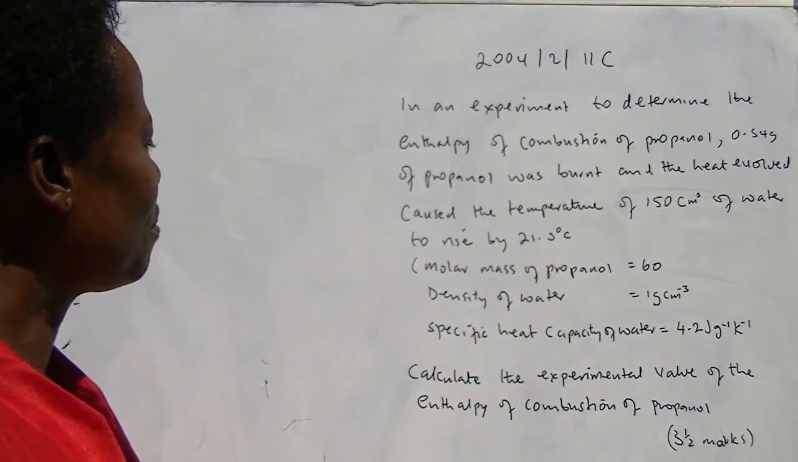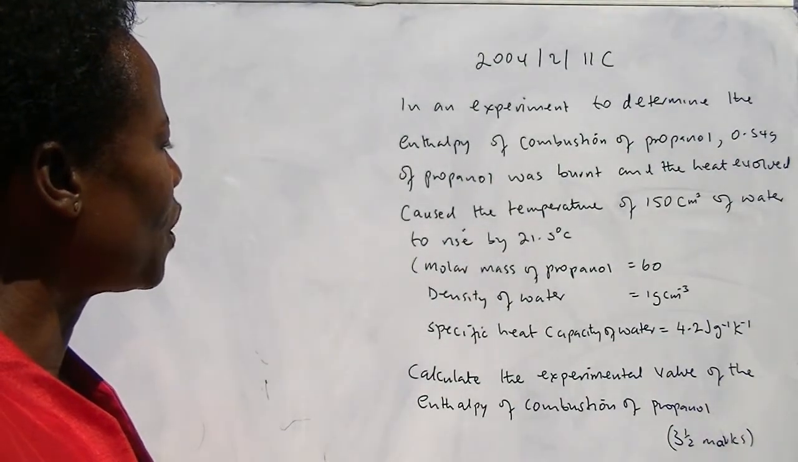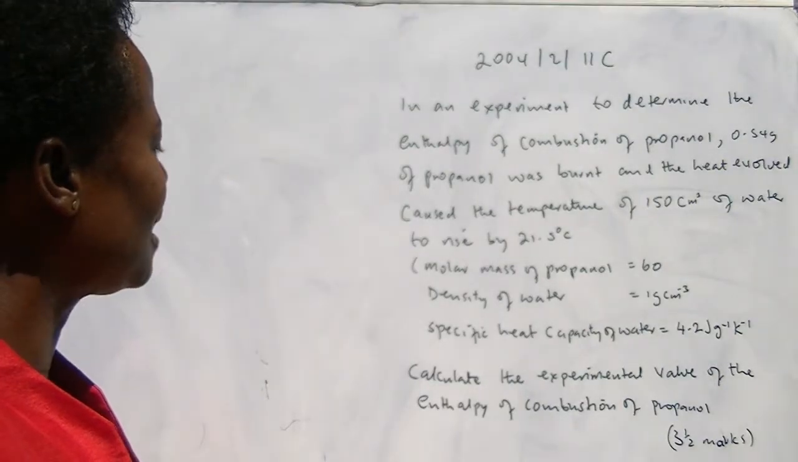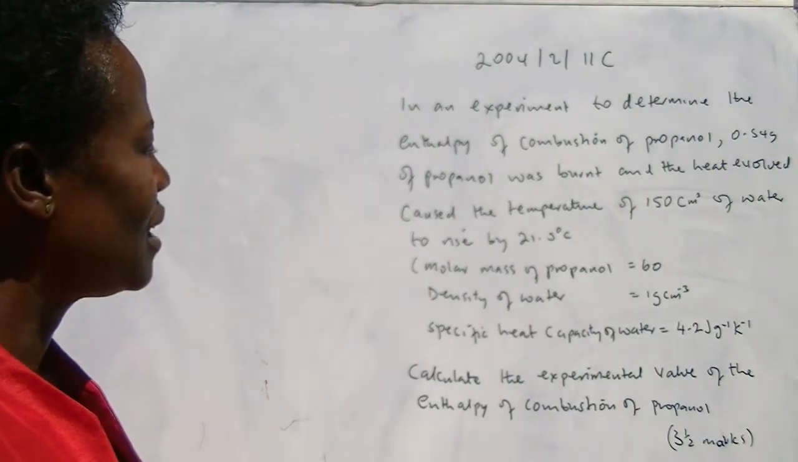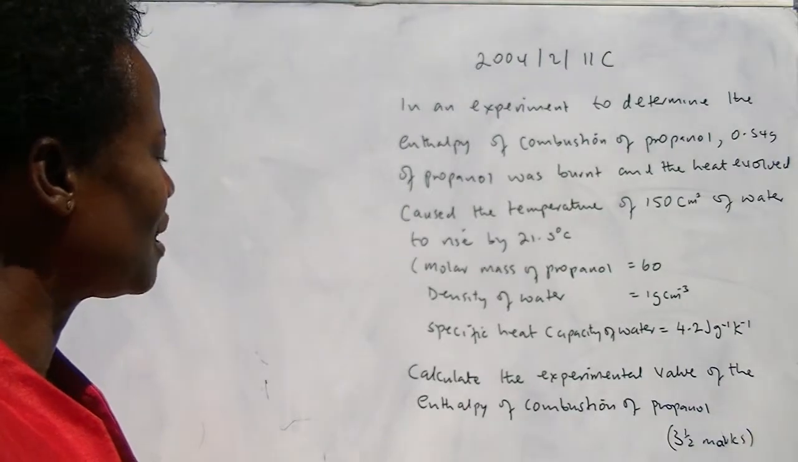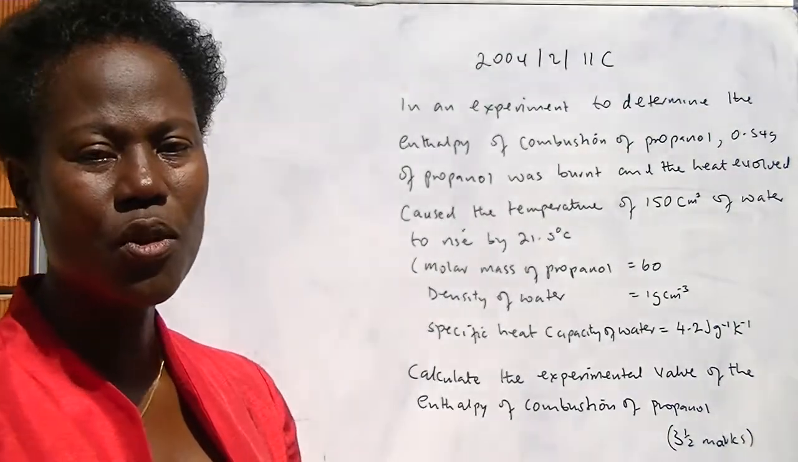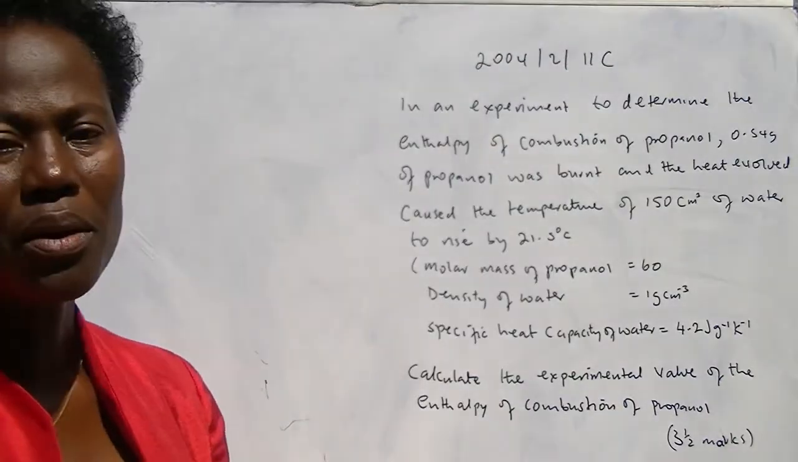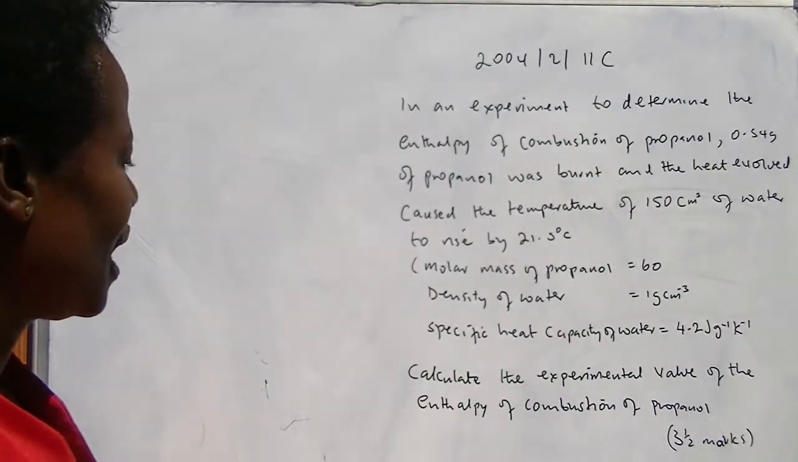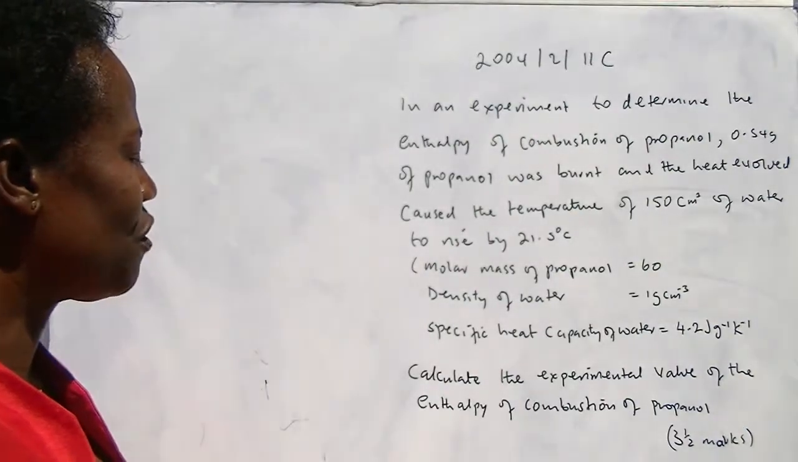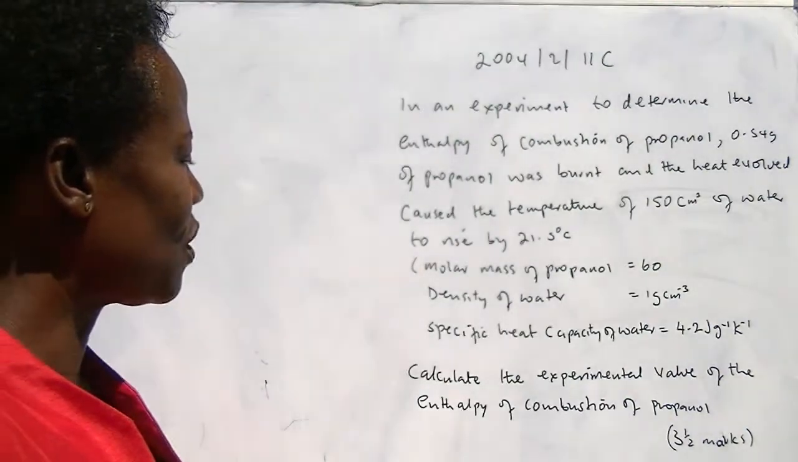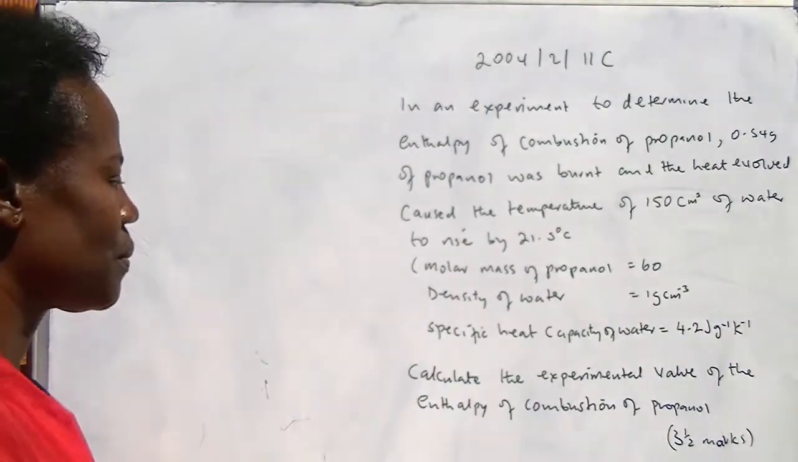We are told that the molar mass of propanol is equal to 60. The density of water is equal to 1 gram per cubic centimeter, and the specific heat capacity of water is equal to 4.2 joule per gram per Kelvin. Calculate the experimental value of the enthalpy of combustion of propanol.